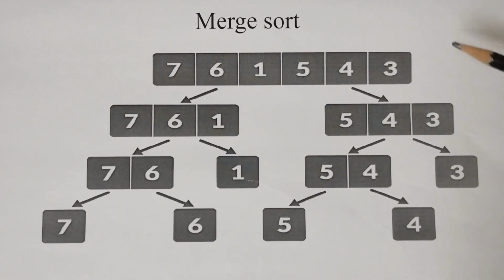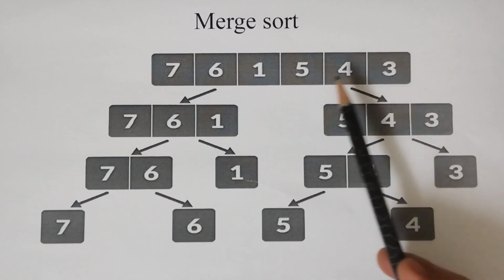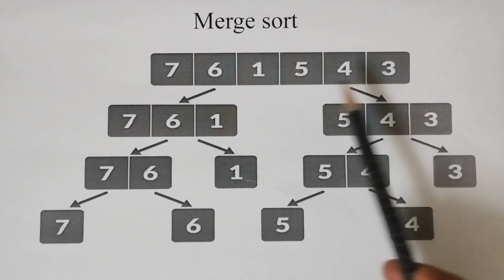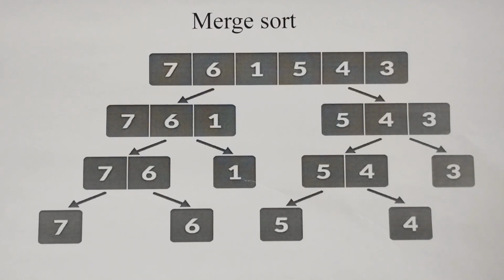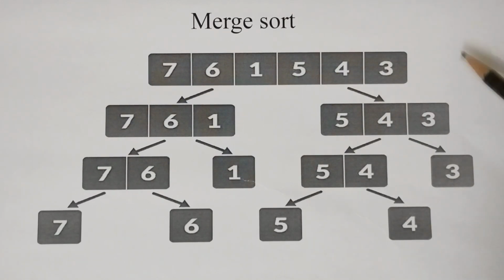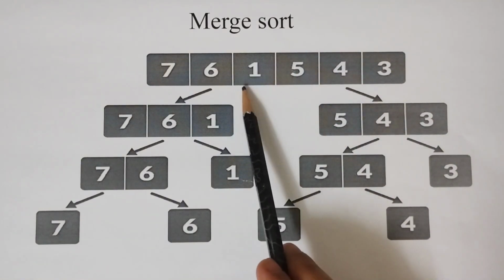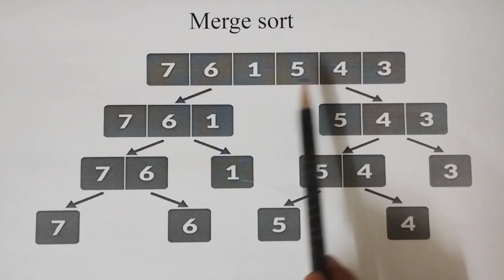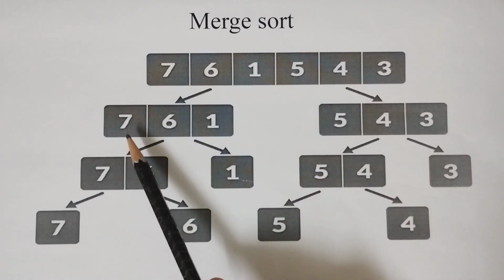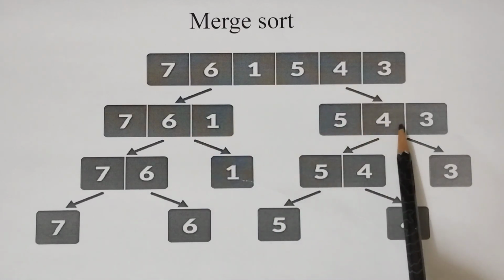Here is an example. You can see n elements are given, that is totally 6 elements, and all these elements are in unsorted order. Since this is merge sort, we need to sort these elements by applying divide and conquer. As I said, there are 6 elements here. We need to split these array elements into two equal halves. So here 7, 6, 1 and then 5, 4, 3, which is 3 elements here and 3 elements here.